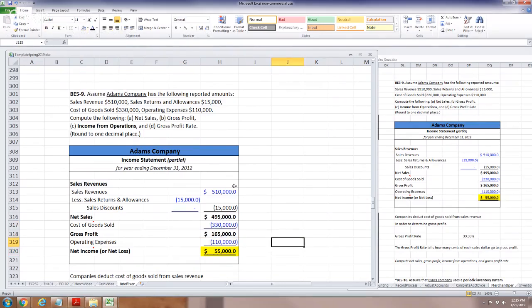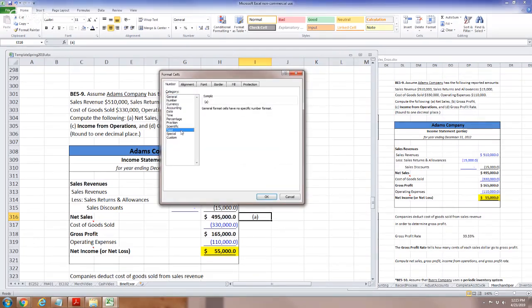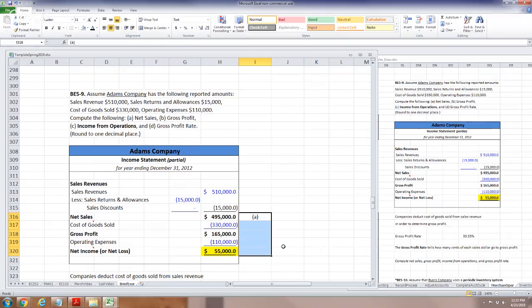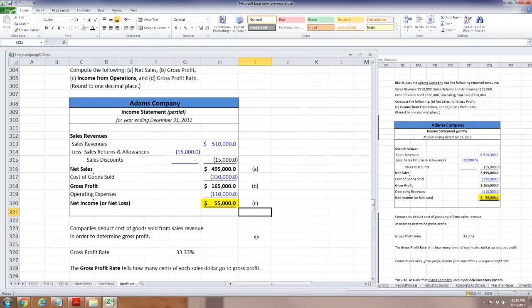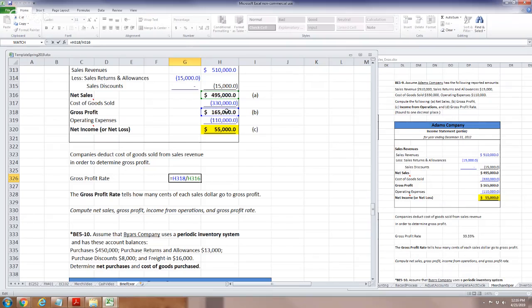So what do we do? Net sales, we have that. That's A, right there. We should center these things, I guess. Make it text. We have A, net sales, gross profit, B, income from operations, which we're looking for. Gross profit rate we'll figure out. Income from operations has got to be this. It was already computed, but the formula was there.